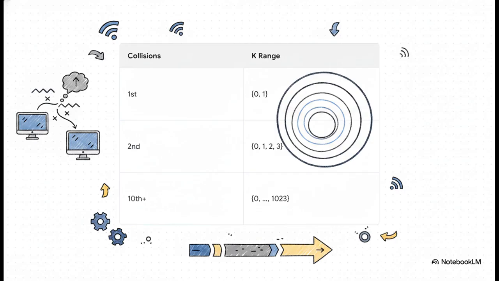This exponential growth keeps happening until it caps out at 10 collisions, giving you a massive pool of numbers all the way up to 1,023. It dynamically stretches out the wait times, dramatically lowering the statistical odds that two hosts will pick the exact same retry time again. It is incredibly smart.